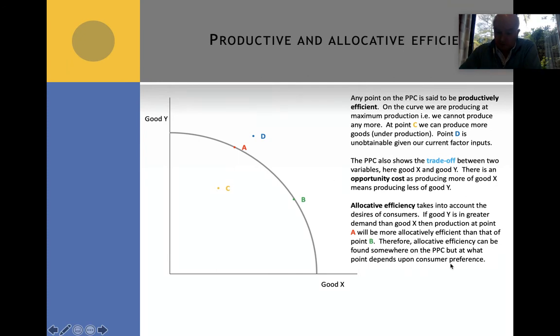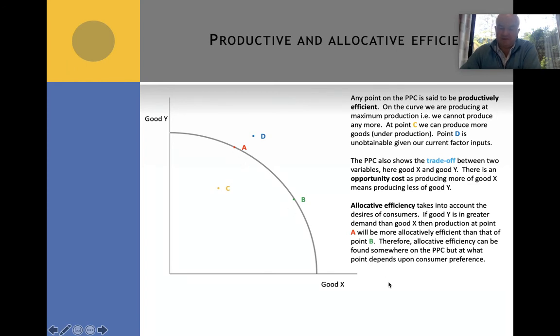Therefore, one could argue that allocative efficiency can be found somewhere on this production possibility curve, but it's very much dependent on the consumer preference. So in the situation that I've described there, where consumers have a preference for good Y, then in that instance, obviously point A would be more allocatively efficient.